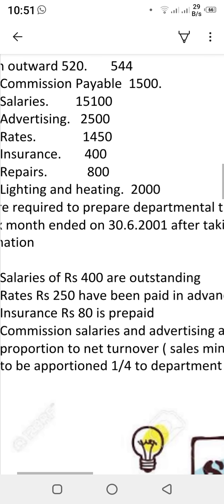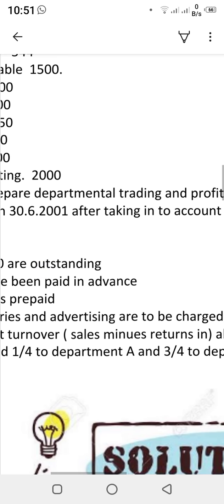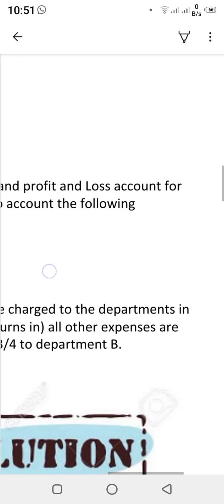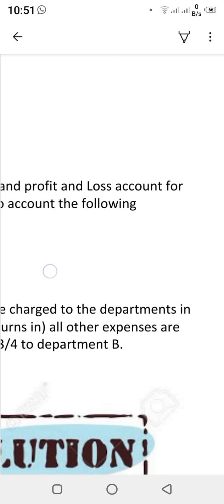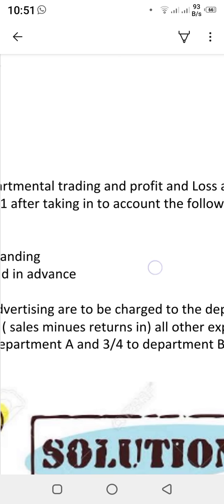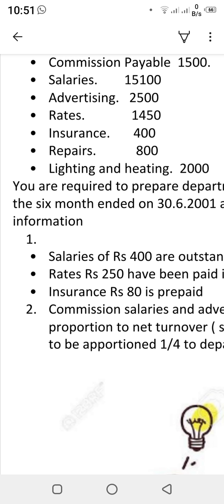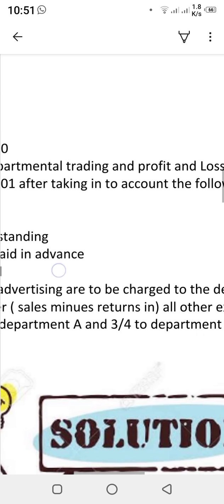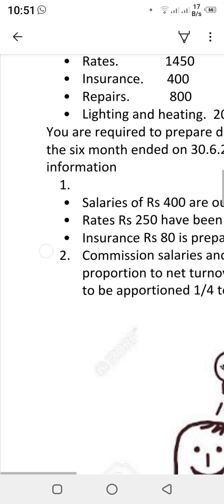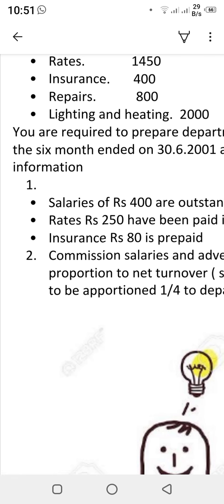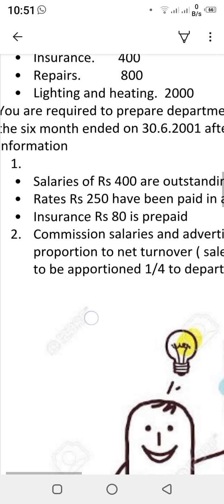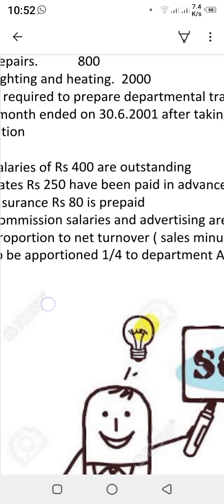You are required to prepare a departmental, meaning columnar, trading and profit and loss account for the 6 months ended on 30th/6/2001. We are preparing this account for 6 months. After taking into account the following information, we have to consider this basic information before solving the question. Salaries of ₹400 are outstanding.